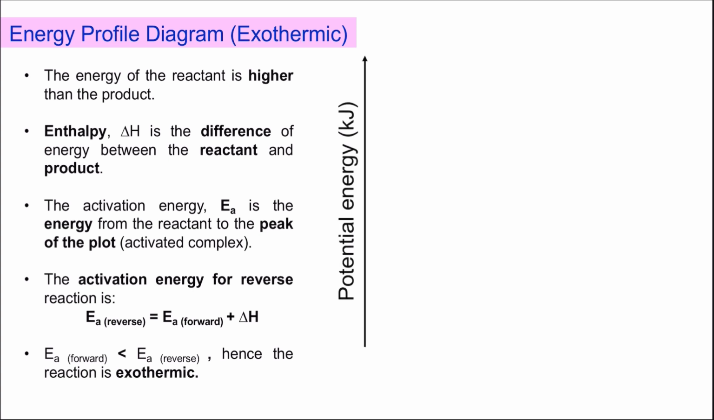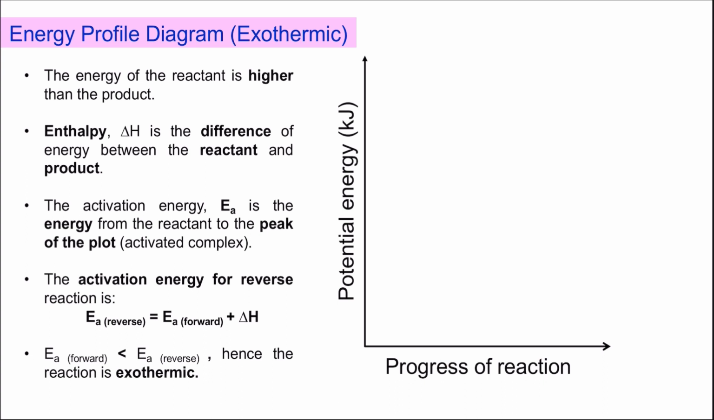Unit mesti ada, kilojoule biasanya. And then seterusnya, progress of reaction sebagai x-axis. Ada juga yang menggunakan reaction pathway, course of reaction. So, boleh juga digunakan bahagian x-axis. Seterusnya, we are going to start by drawing the energy profile diagram.